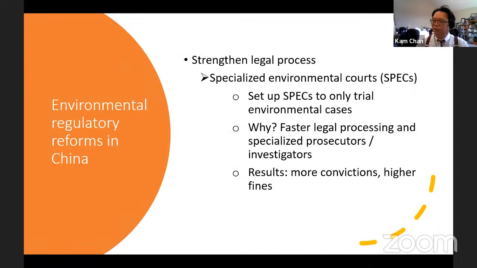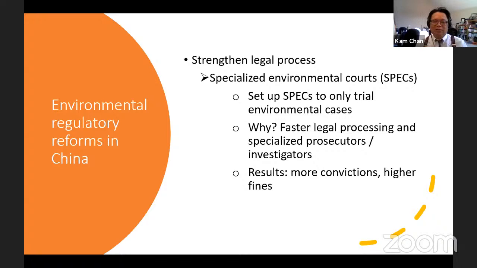Okay. So the second one is China has a lot of environmental regulations. It's a huge number, just like in the United States, where we have a lot of regulations. The key is enforcement. So what do they do? They change the court system. They have specialized environmental courts, which only process environmental cases, and not other areas of crime. China has a court system that does everything, and they take the environment out to a special set of courts.